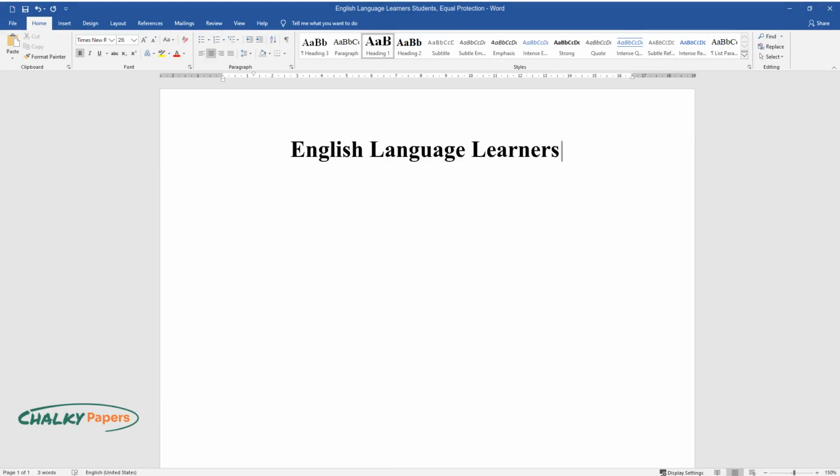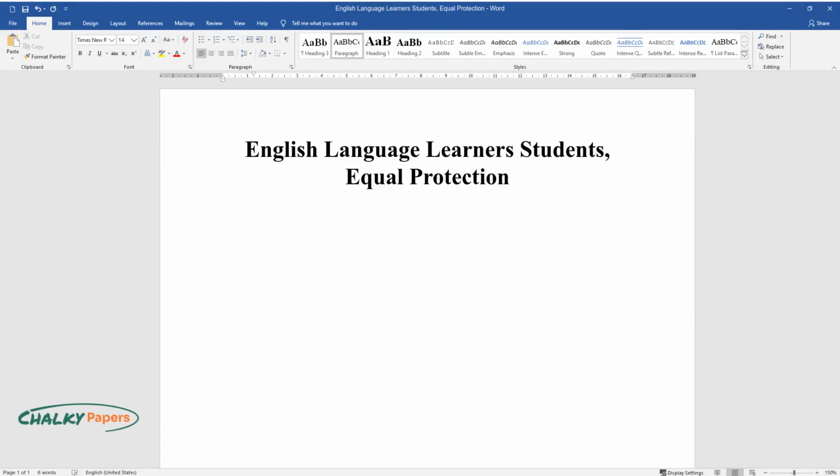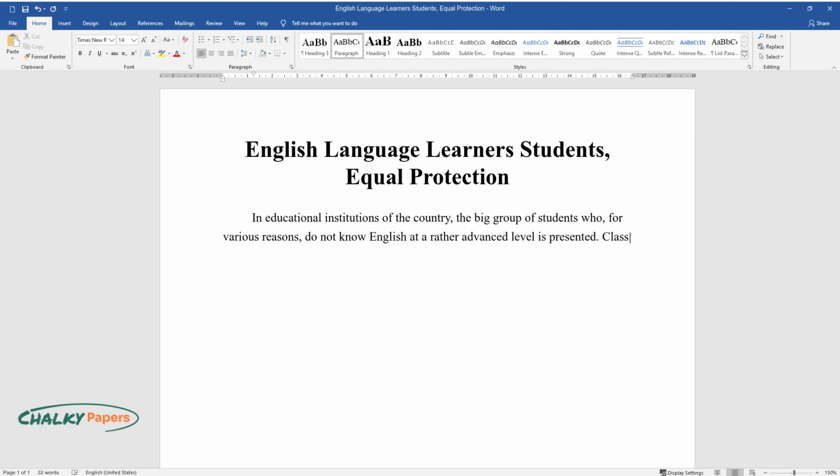English language learners students equal protection. In educational institutions of the country, the big group of students who, for various reasons, do not know English at a rather advanced level is presented.